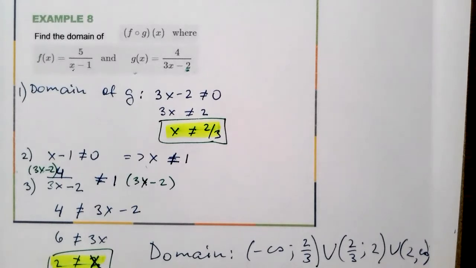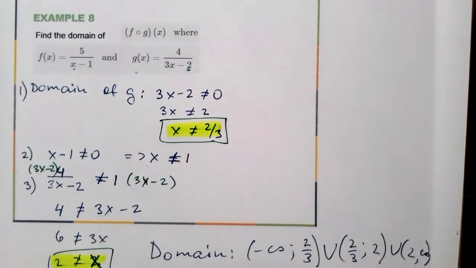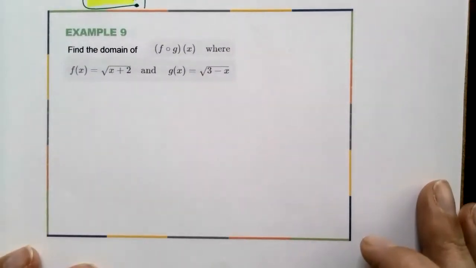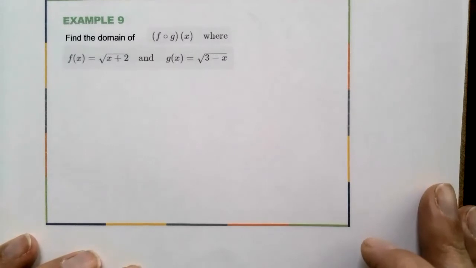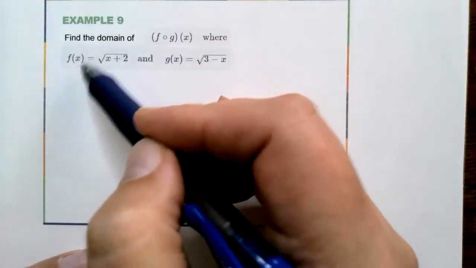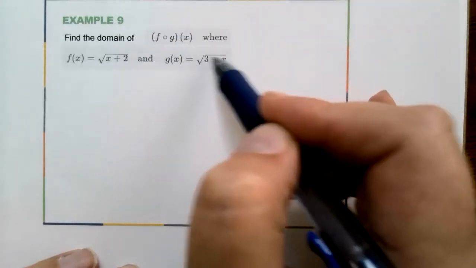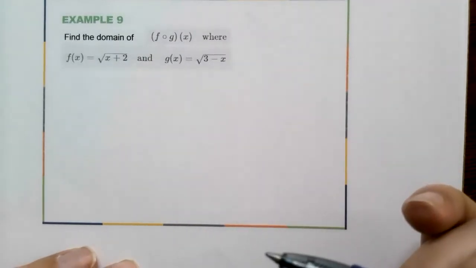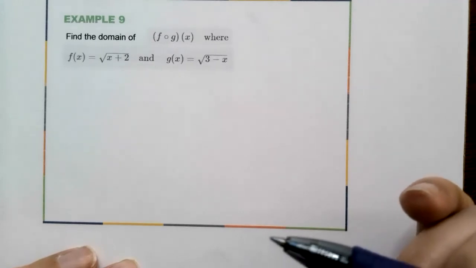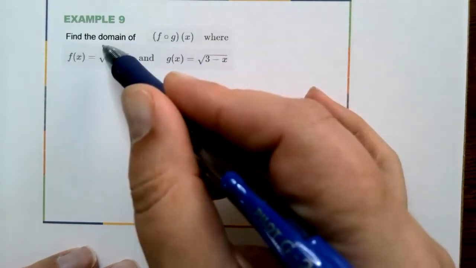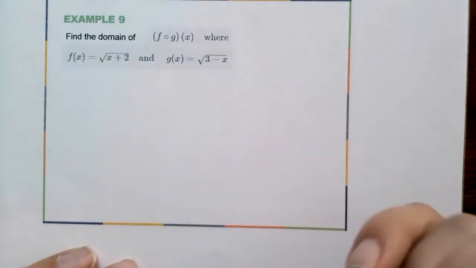All right, next, let's take a look at radical functions. Those are another type of function where we have restrictions on the domain. So we have f of x is square root of x plus 2, g of x is square root of 3 minus x. Okay. Now, again, we're looking for the domain of f of g of x.